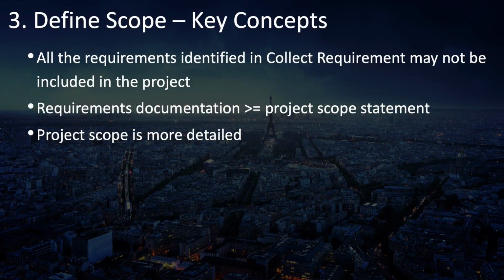Perhaps the best way to understand the difference between your requirements documentation and your project scope statement is to understand that your requirements may be more than your scope statement. The process of defining the scope involves using the requirements documentation as your starting point and deciding how much of that you're going to take on in this project. Your project scope statement will be smaller than your requirements list, but more detailed.